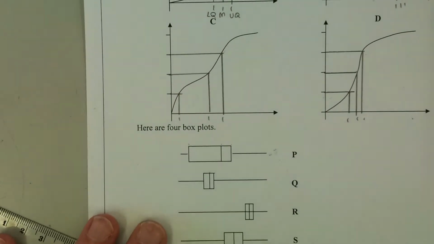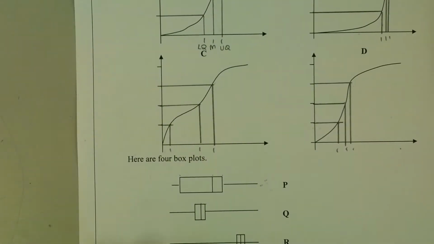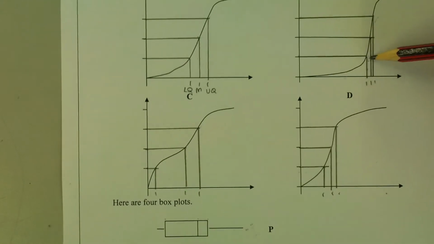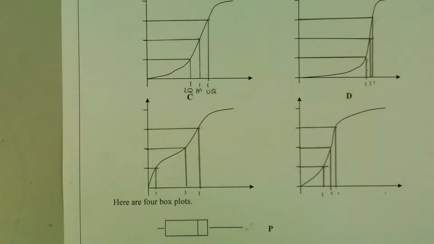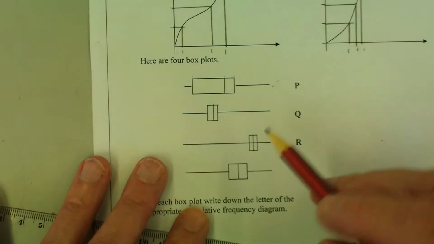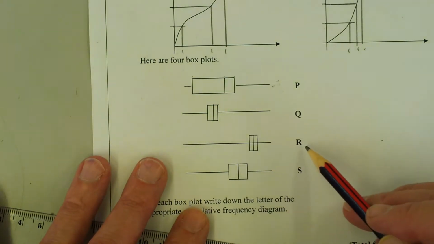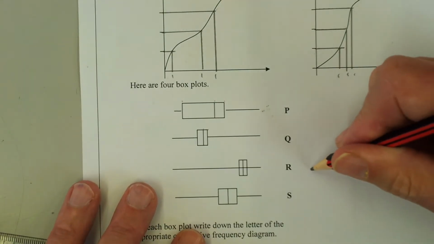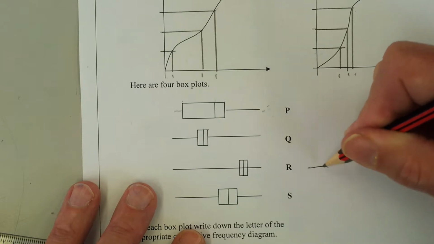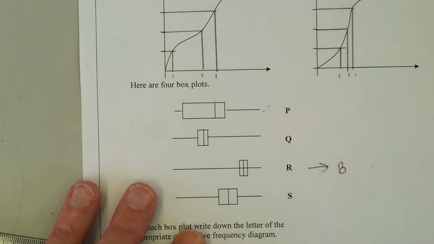So let's have a look and compare. That one seems quite easy to see. I would say B there, everything's pushed to the right, and you can see on this one here, everything pushed to the right, that's R. So R matches with B. So that one's done. I'll cross that one out.